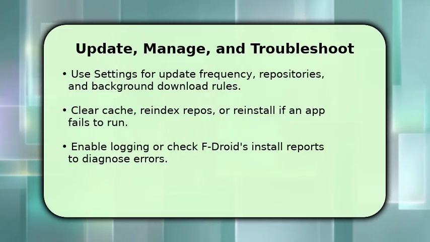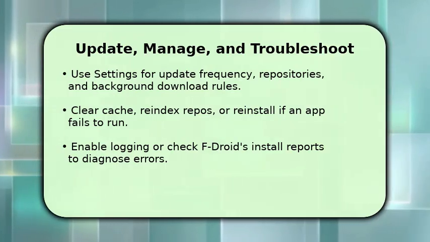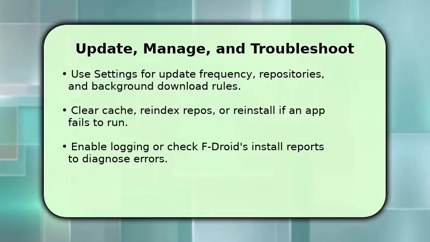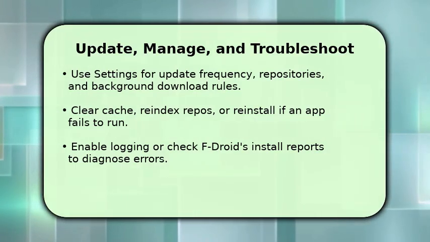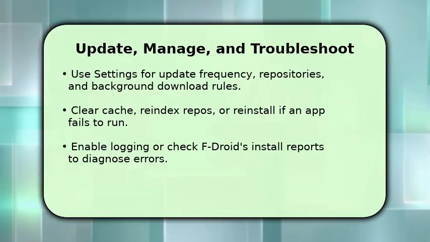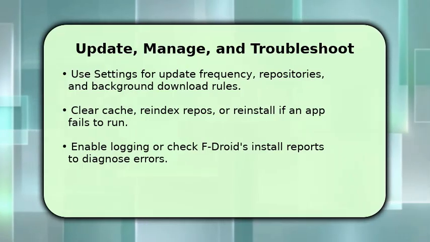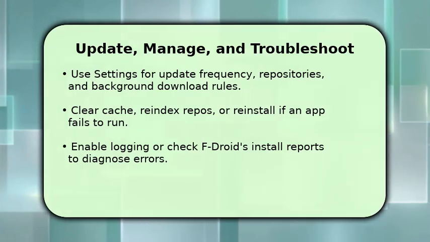In Settings, set update intervals, add or remove repositories, and control background downloads to balance data and timeliness. If an app fails to install or crashes, clear F-Droid cache, force reindex the repositories, and try reinstalling. This often fixes corrupted metadata.